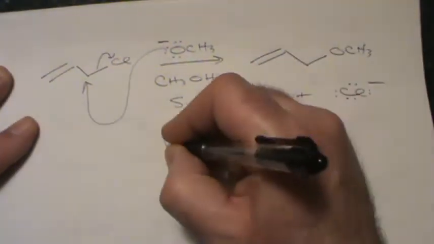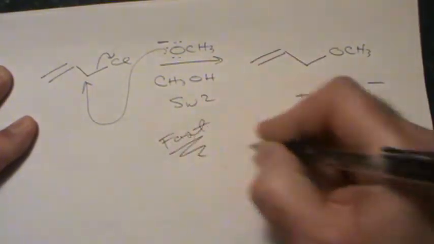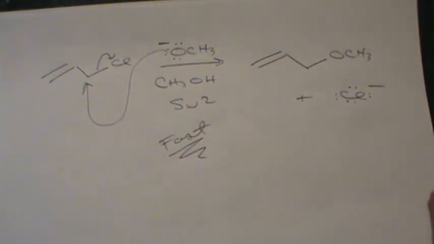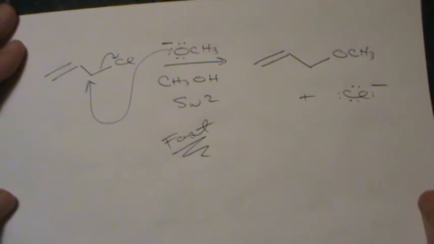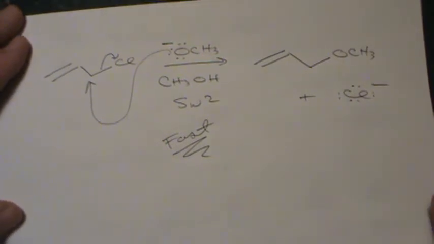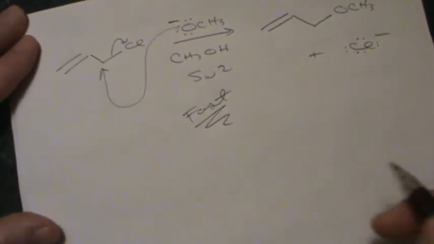This would be another example of an unusually fast SN2 reaction. Now SN2 reactions, if they're good ones, tend to be fast anyway. These are just even going to be faster still. So SN2 reactions involving either allylic or benzylic systems are very fast. That's the take-home message for this part of the story.